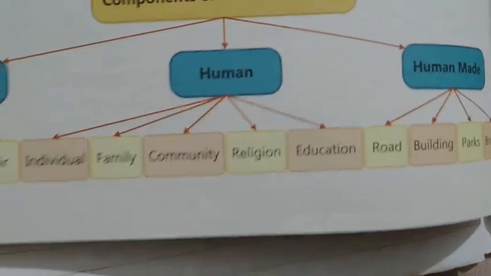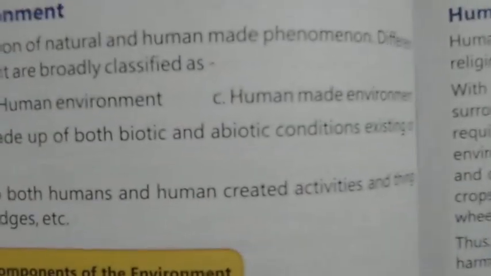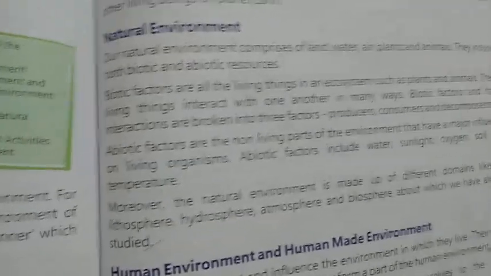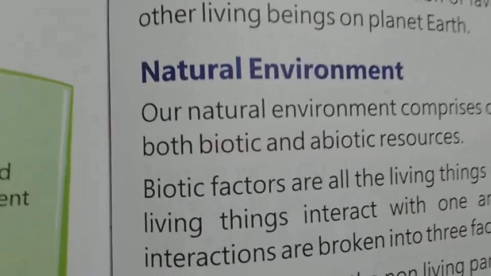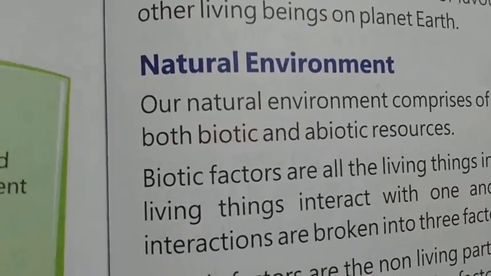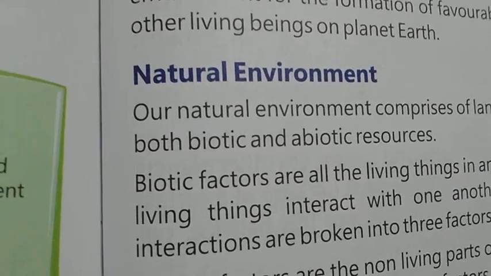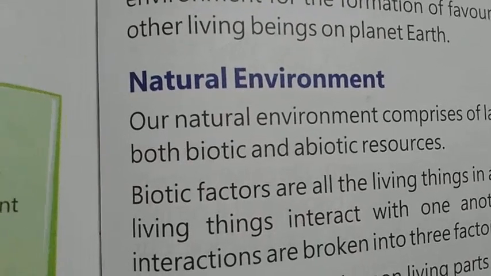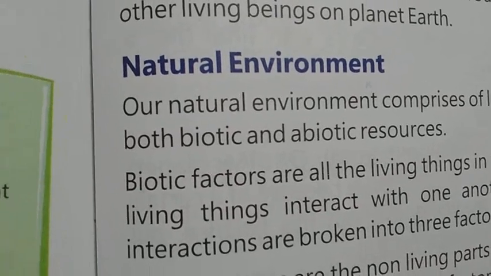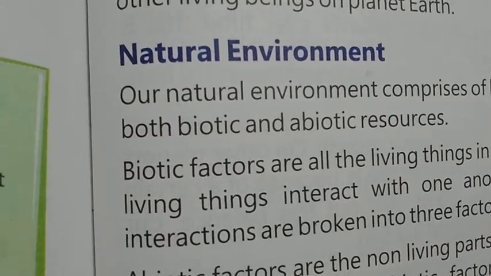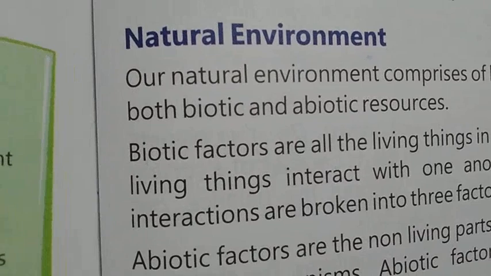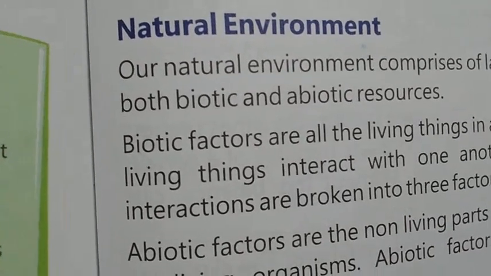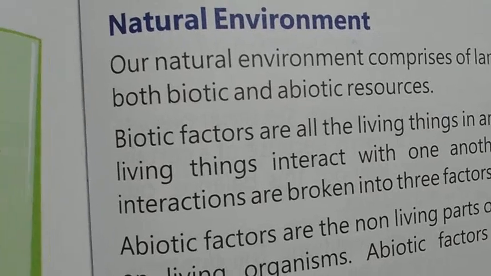And next is the natural environment. Our natural environment, as I told you before, comprises land, water, air, plants and animals, and they include both biotic and abiotic resources. Biotic factors are all the living things in an ecosystem, such as plants and animals. And biotic factors and their reactions are broken into three groups: producers, consumers and decomposers. As I told you before, just as in a food chain.